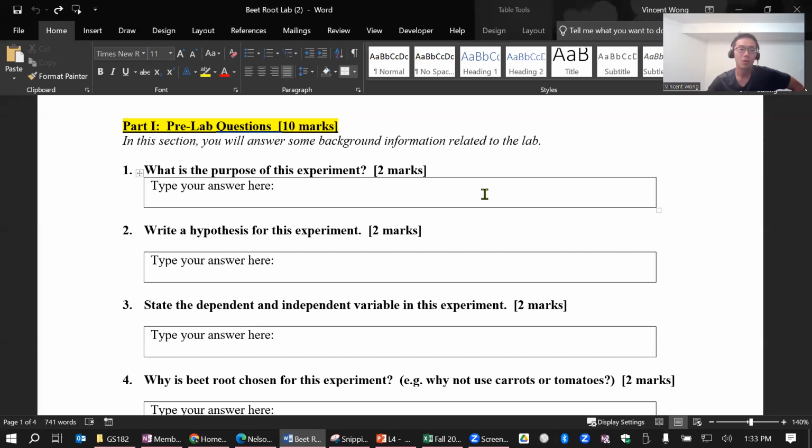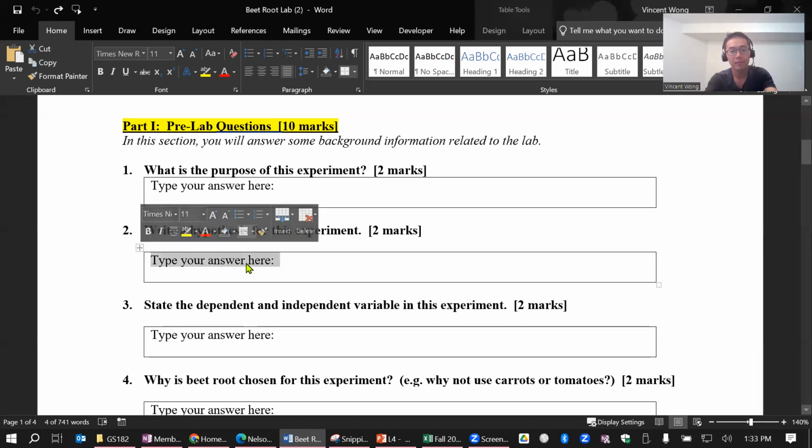All right, next part. Write the hypothesis for this experiment, right? So the hypothesis should be something like this, okay?